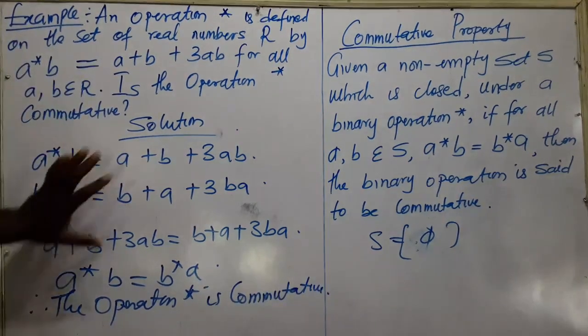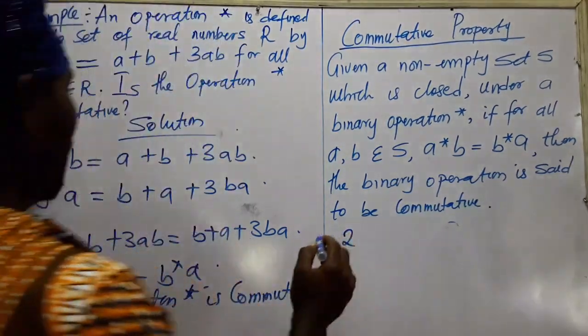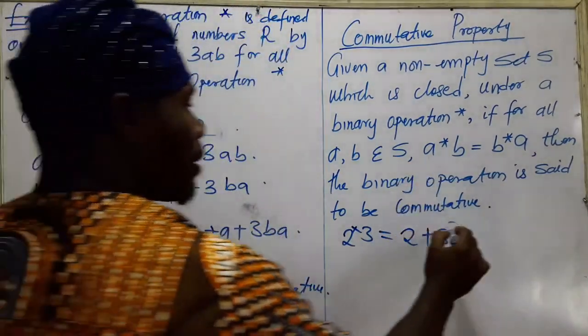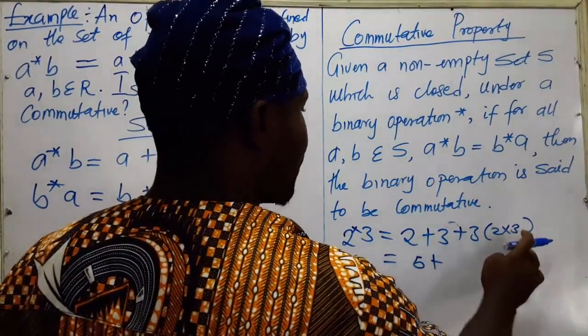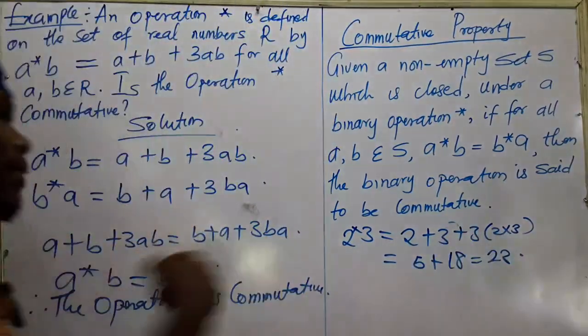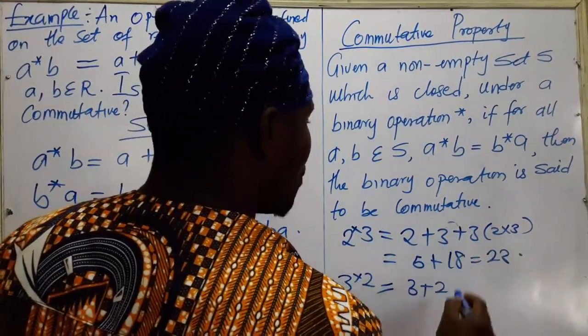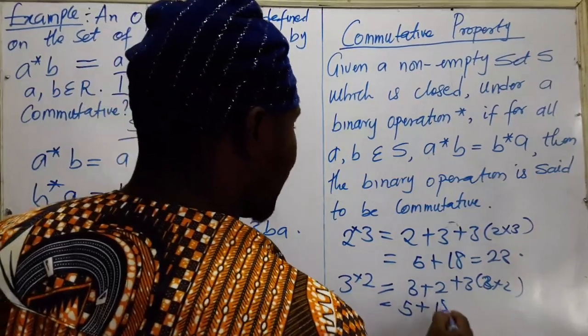Now, there is a way we can explain this in a practical way. For example, let's say we have 2 operation 3. We have 2 plus 3 plus 3 times 2 times 3, to give us 5 plus 3 times 6, which is 18, which is equal to 23. So let's interchange it to have 3 operation 2, which is equal to 3 plus 2 plus 3 times 3 times 2. So we have 5 plus 18, which also gives us 23.